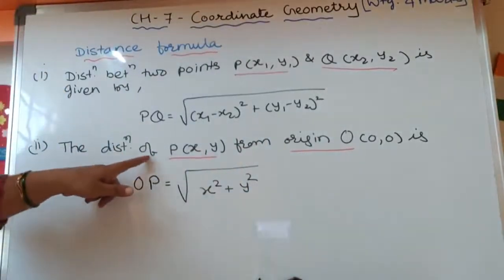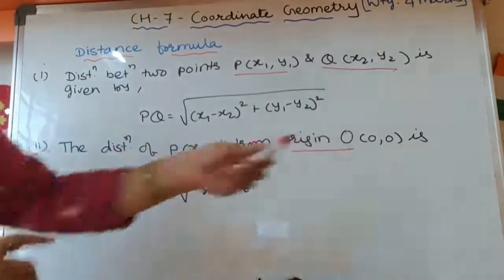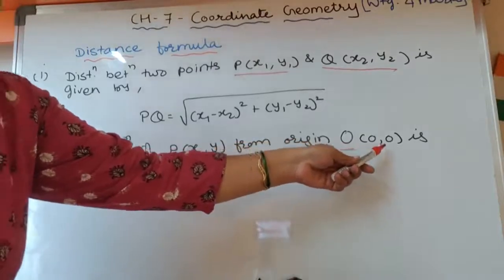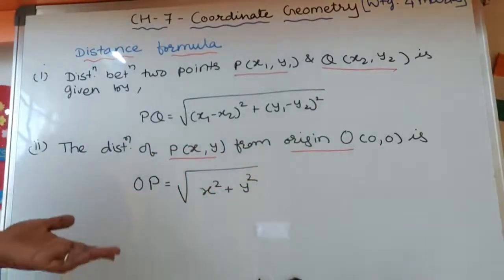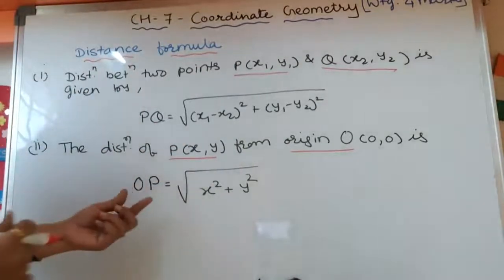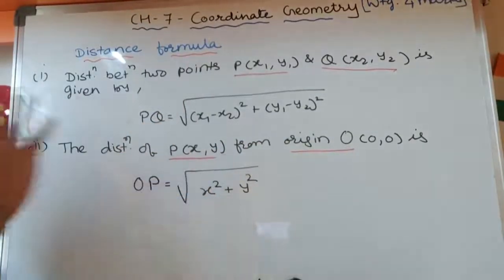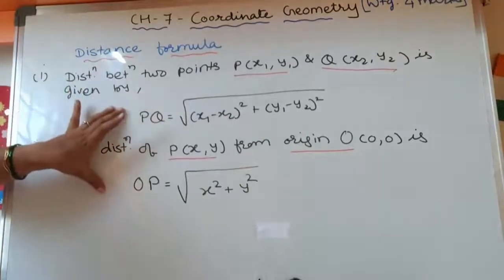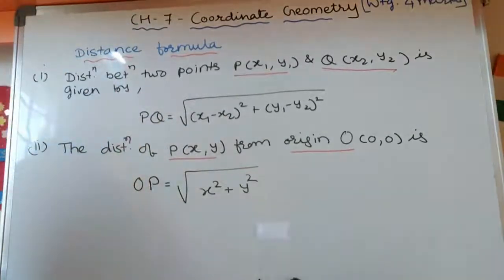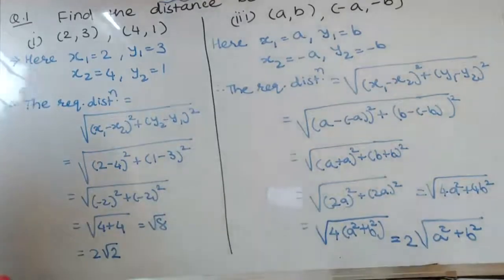So the distance of point P having coordinates (x, y) from the origin O, as it is an origin, its x coordinate and y coordinate both are 0. And in that case, OP, the distance between the origin and that point, is equal to the whole under root x square plus y square. So you have to remember these two formulas, especially to solve sums related to finding distance. Okay, so let's start exercise 7.1.